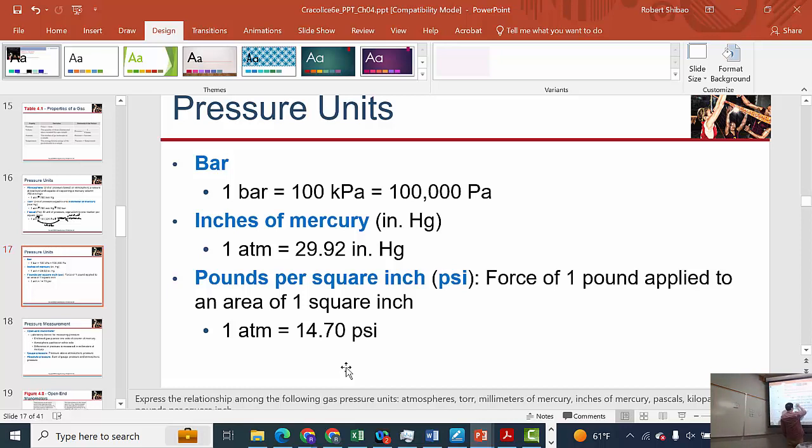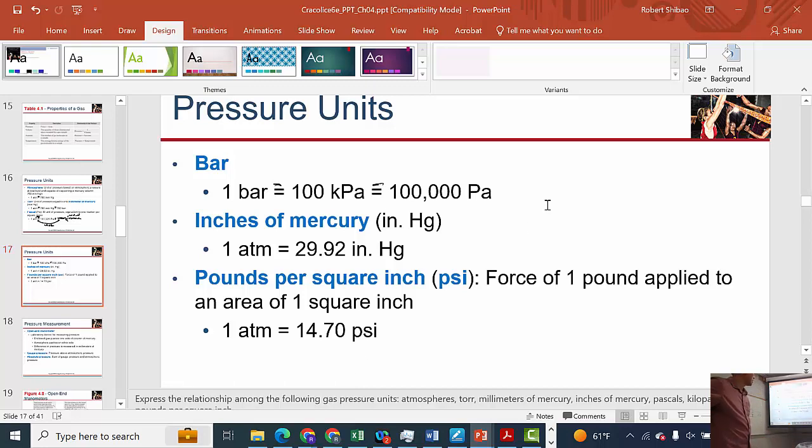So that's a bar. And the normal atmospheric pressure is 101,325 pascals, or in terms of bar, it's 1.01325 bar. These are all by definition here. These are all exact. These ones aren't very useful.